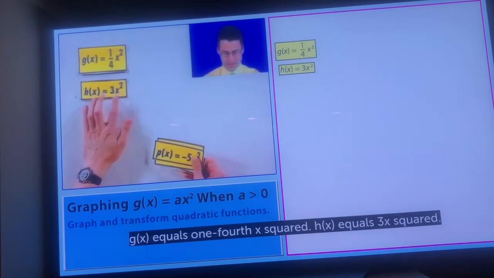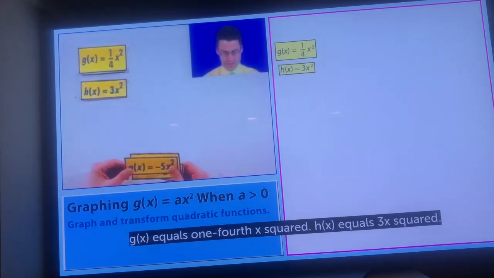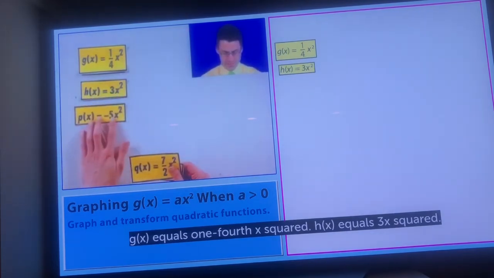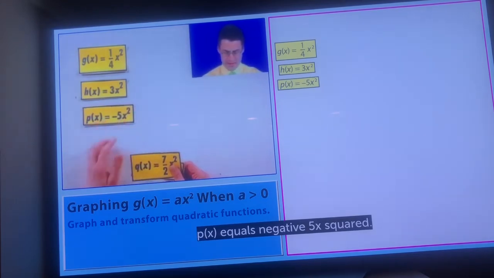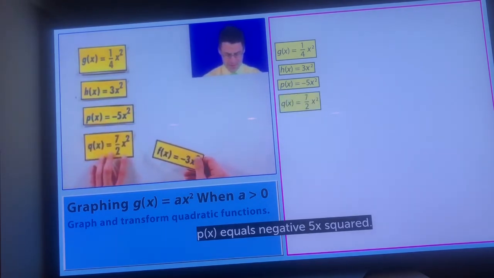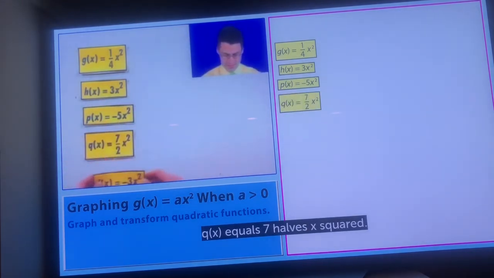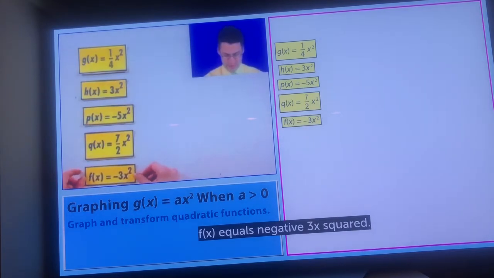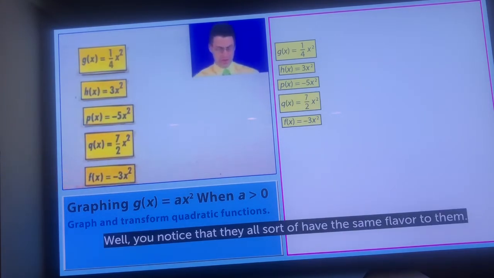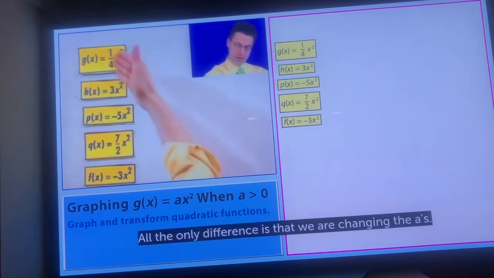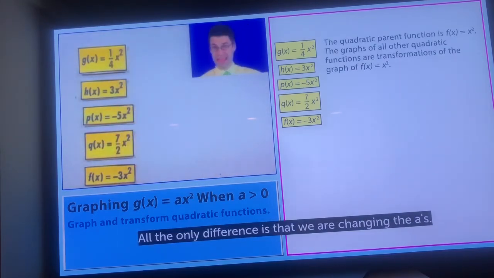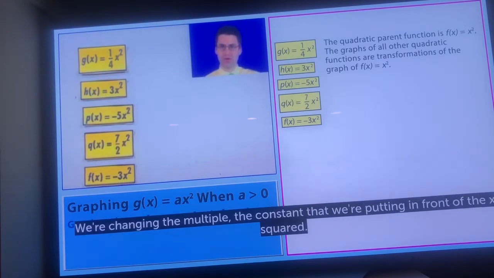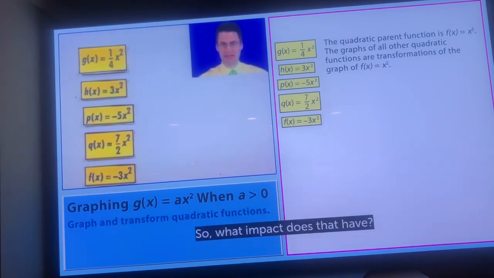g of x equals 1/4 x squared, h of x equals 3x squared, p of x equals negative 5x squared, q of x equals 7/2 x squared, f of x equals negative 3x squared. Well, you notice that they all sort of have the same flavor to them. The only difference is that we are changing the a's. We're changing the multiple, the constant that we're putting in front of the x squared. So what impact does that have?